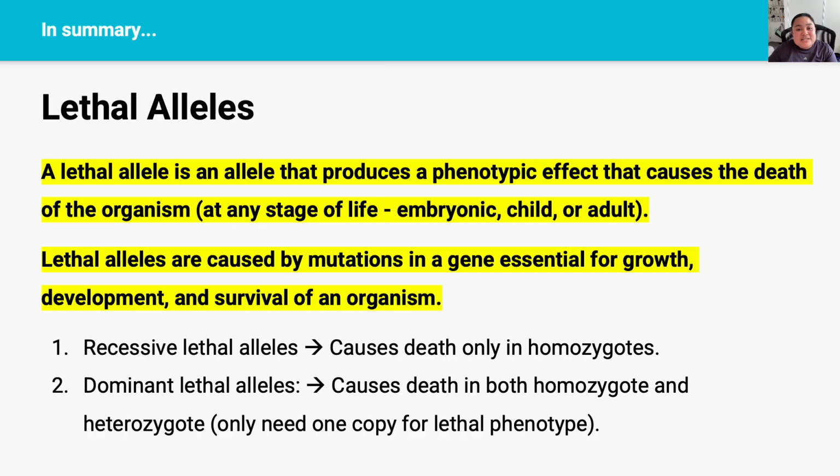So in summary, a lethal allele is an allele that produces a phenotypic effect that causes death in the organism. Death can occur at any stage of life, but it usually occurs early in development or before a reproductive age. And lethal alleles are caused by mutations in a gene that's essential for growth, development, and the survival of an organism. Finally, there are two types of lethal alleles: recessive lethal alleles, which cause death only in the homozygous condition, and dominant lethal alleles, which cause death even if just one copy is present. So that's in the homozygous and the heterozygous condition.